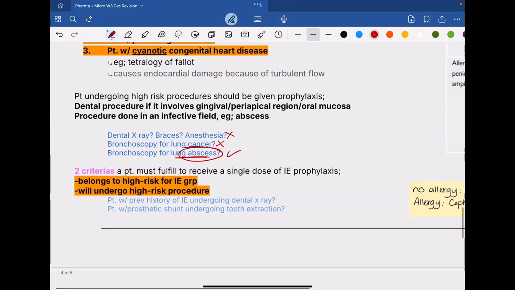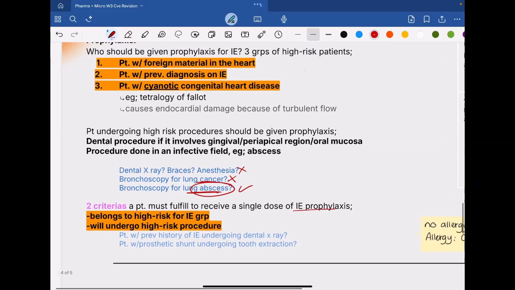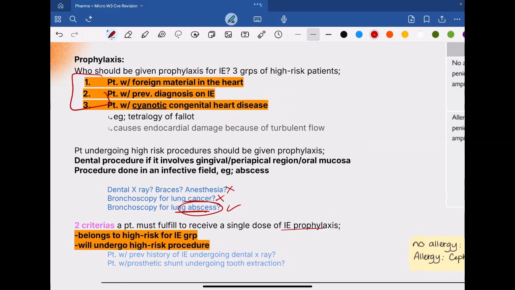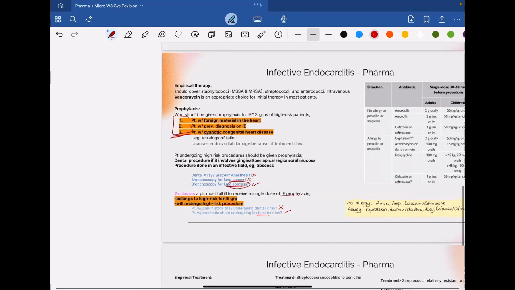So you need 2 criteria a patient must fulfill to receive a single dose of prophylaxis for infective endocarditis. It's either belonging to the high risk of infective endocarditis group, which we mentioned here, or is going to undergo a high-risk procedure. So a patient with previous history of infective endocarditis undergoing dental x-ray, there's no need. Any prosthetic shunt undergoing tooth extraction. So a patient with a prosthetic shunt going under tooth extraction, you should give them prophylaxis for infective endocarditis.